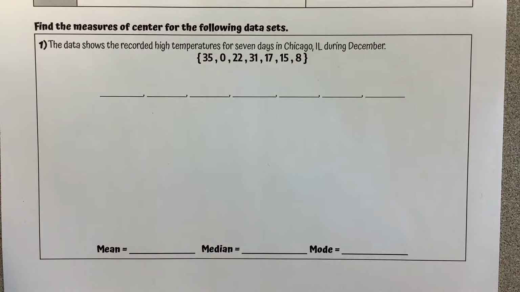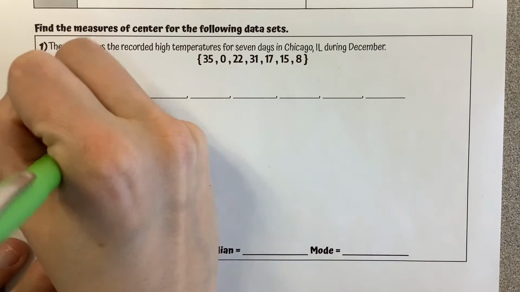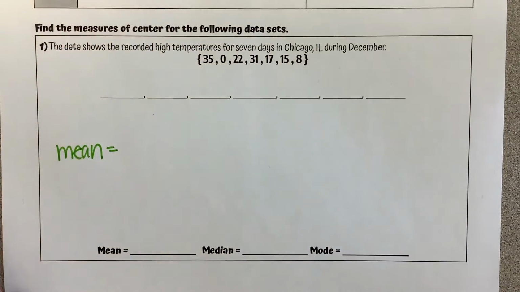Number 1, the data shows the recorded high temperatures for 7 days in Chicago, Illinois during December. So we're going to find the mean, the median, the mode. I'm going to start with the mean. So I'm going to add up. I'm going to plug into my calculator.